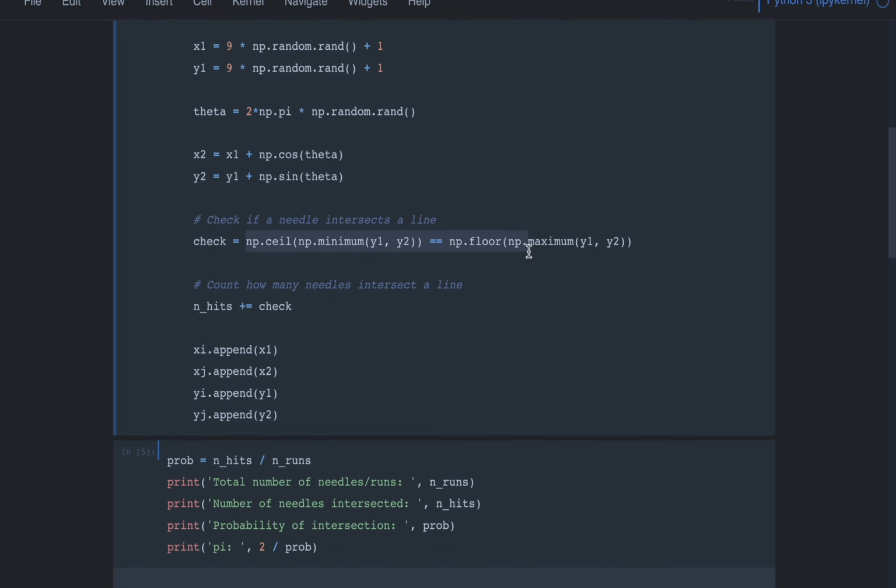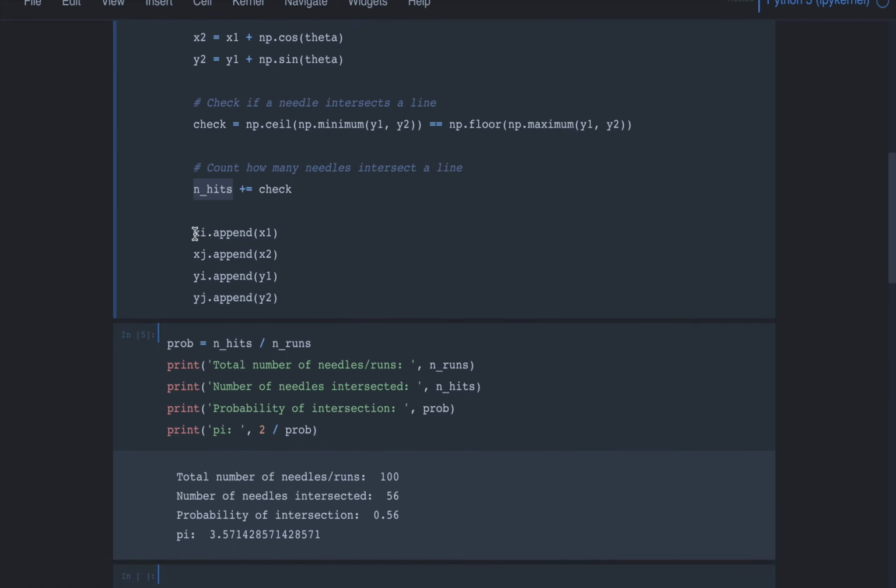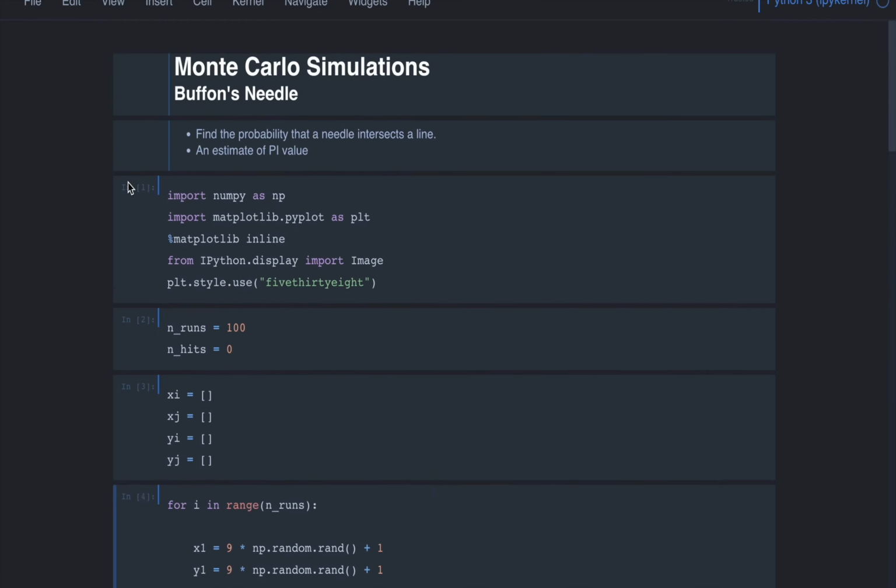Now if the result is the same, that means it's interacting, which is a hit, right? So here we are increasing the hit by 1. So the check will have a value of either 0 or 1. If these two are equal, then it will be 1. If these two are not equal, this will be 0. So if they are equal, that means the needle intersects with the lines, and that means we are increasing the number of hits by 1. And finally we are saving the needle coordinates in these lists so that we can plot them at the end.